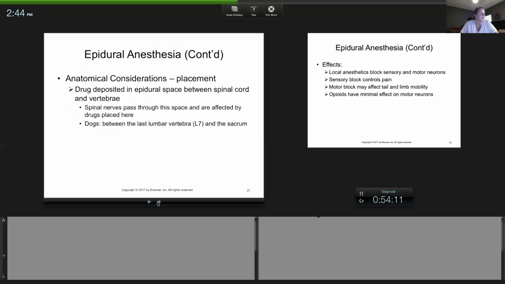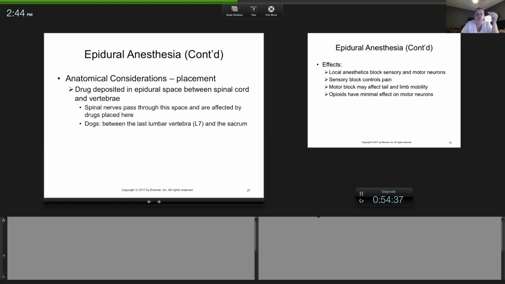Now, this area we give it, there is a very specific point, and we always have to be cautious, but I don't want you to be nervous. What we're trying to do is put it in the epidural space. If you remember, there's vertebrae, there's a space for spinal fluid, and then there's the spinal cord. You're going to pop through a ligament, and then there's a space, and then the spinal cord would be there.